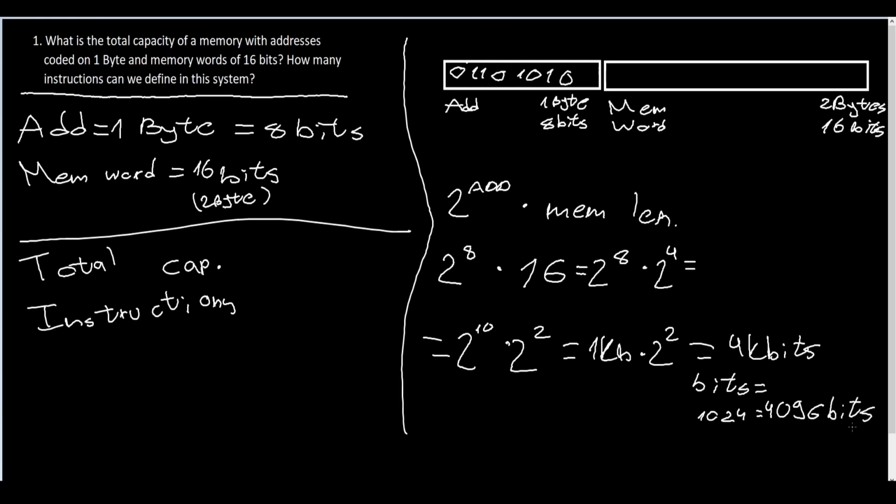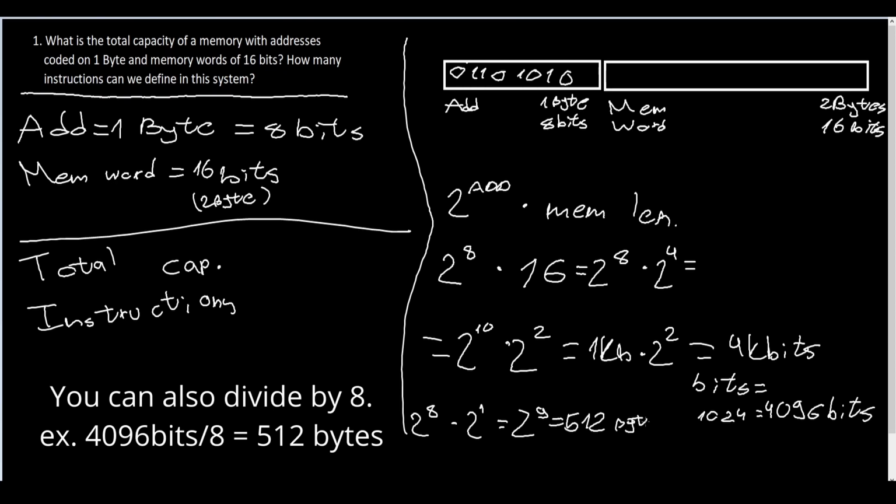How would we calculate this in bytes? Well, the process is pretty much the same. You take 2 to the power of the address, 8, times the bytes. In this case, we have 2. Now again, we simplify. There is an invisible 1 here that we do not see, and we add. So it's 2 to the power of 9, or 512 bytes, or half a kilobyte.